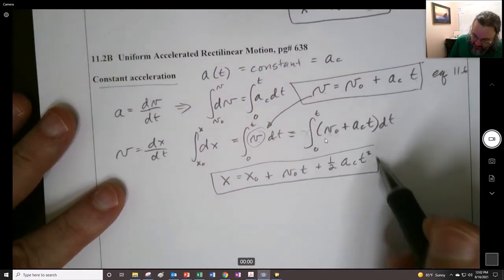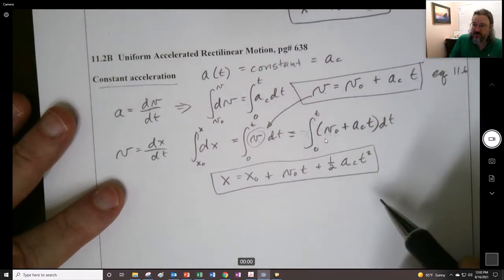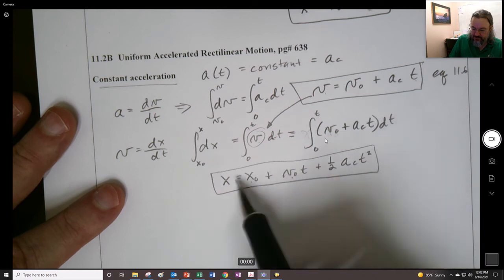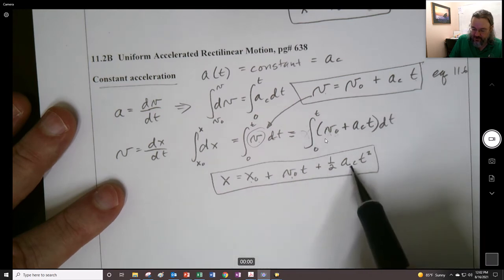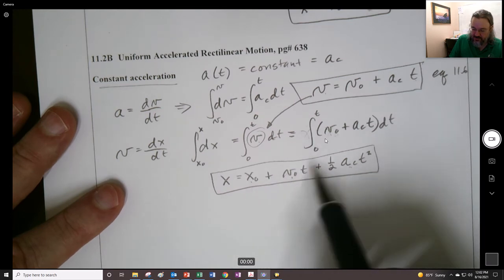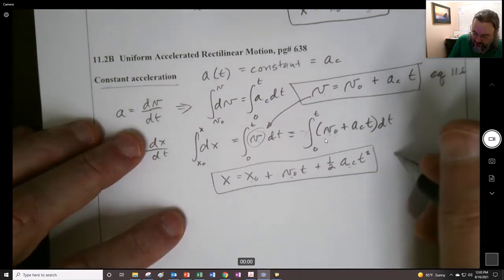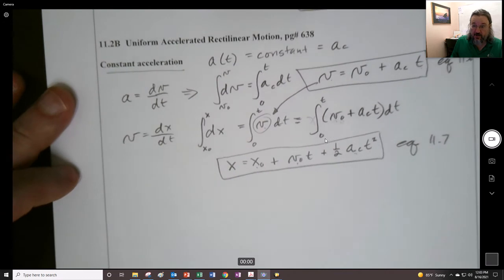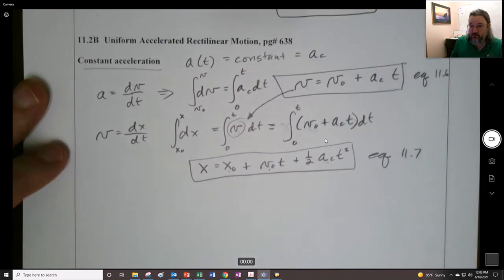And now this is position as a function of time, right? Everything else in here is a constant, because those are the original conditions. Acceleration is a constant, so we have t and t squared, they're just a function of t. And there you go, that's equation 11.7. All right, so we got one more though. This is the wild card that can take place.